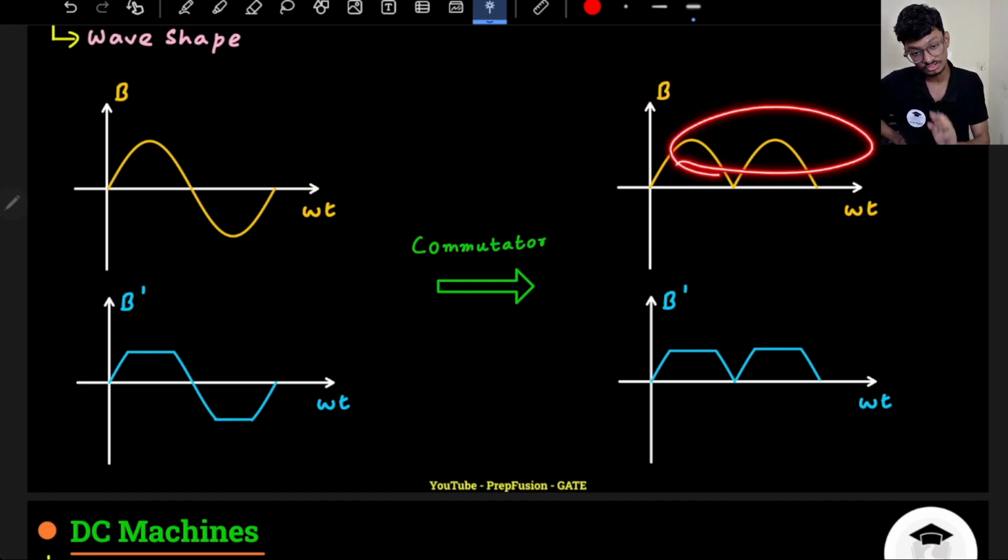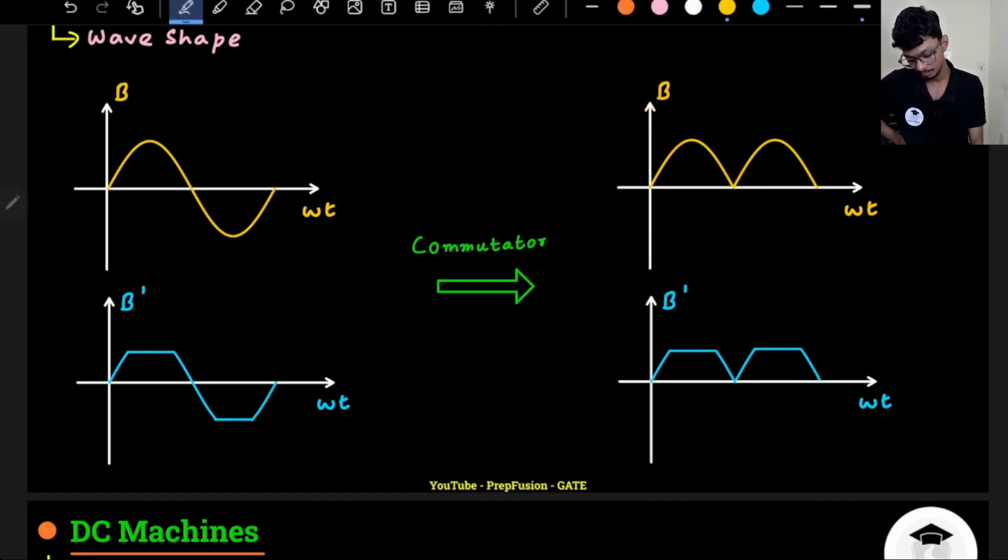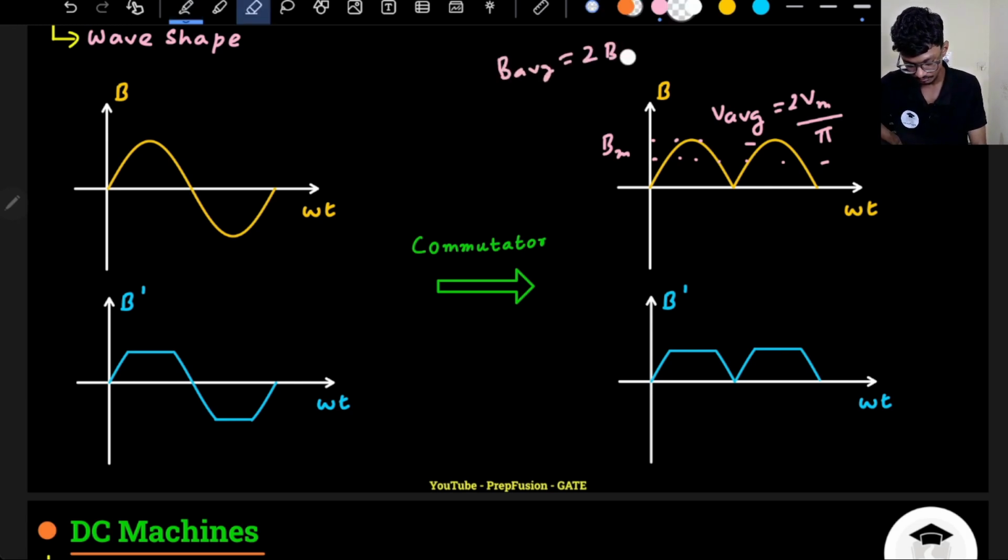Remember, your induced EMF is actually not pure DC. It is pulsating. So in this case, if my flux is purely sinusoidal, what will be the average? This we already have studied in AC analysis of network theory. V average will be 2Vm by pi, and Bm will be proportional to Vm. Or my B average will be 2Bm by pi. That is the average of a fully rectified waveform.